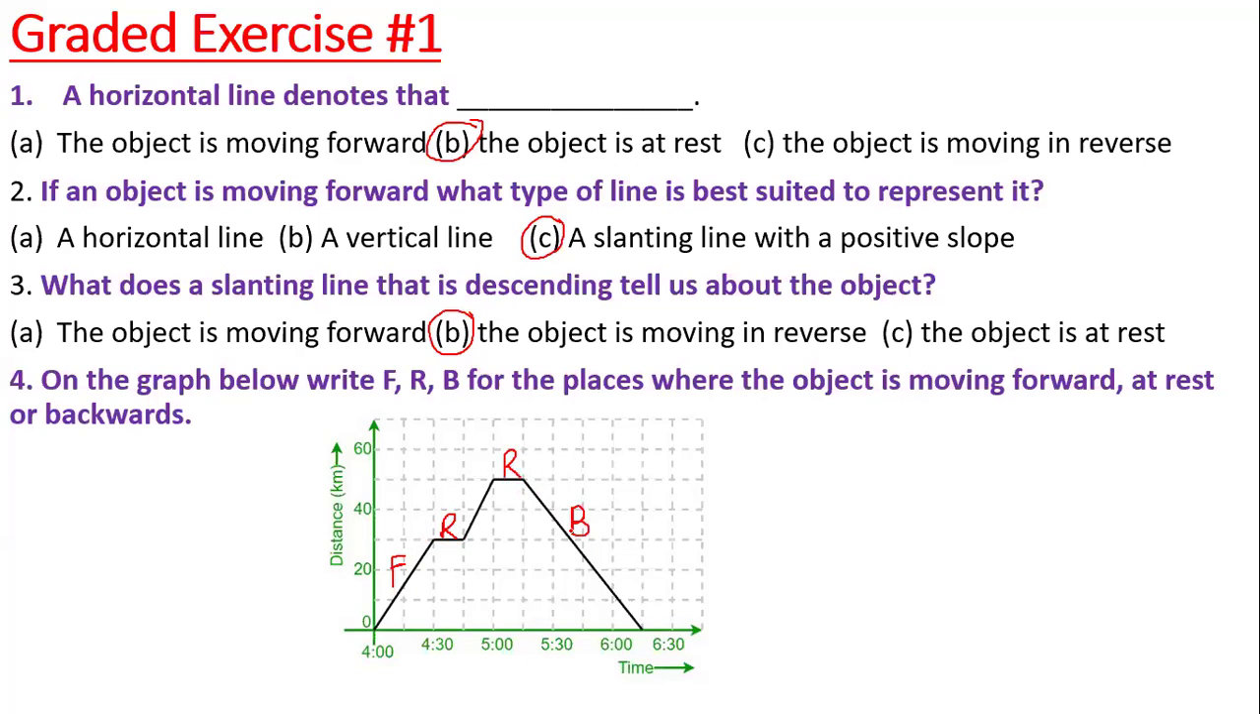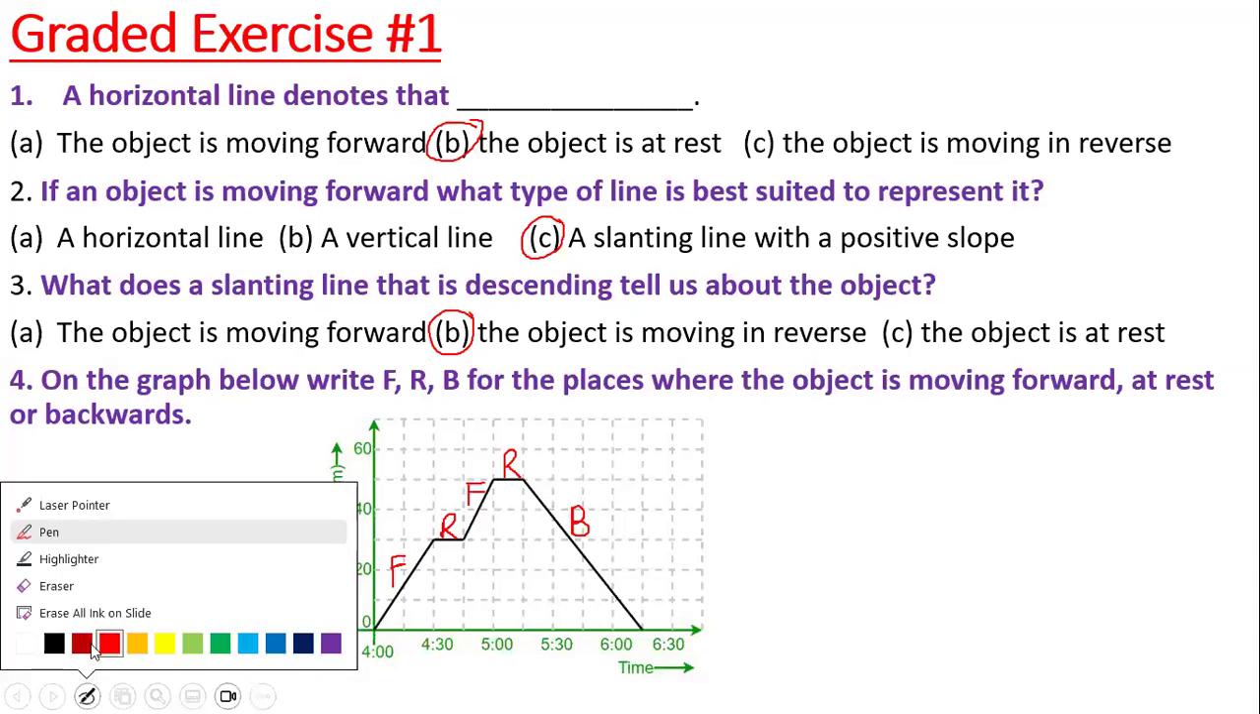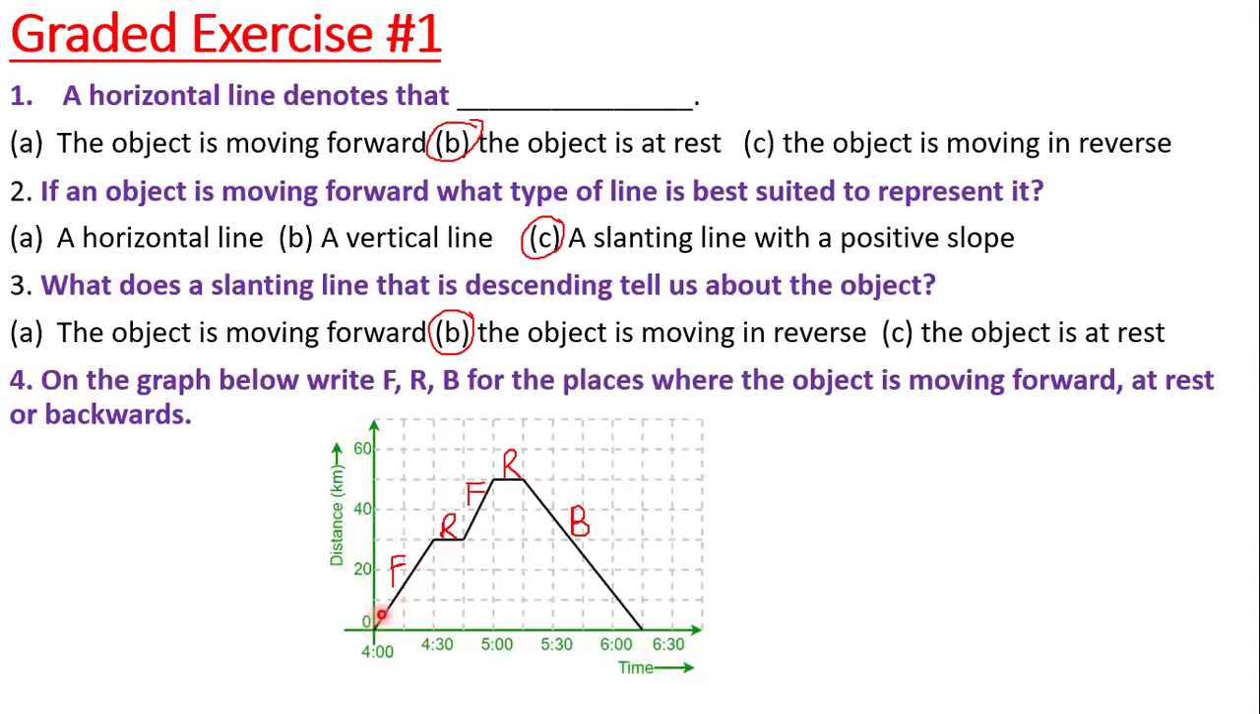Am I missing anything? I'm also missing an F right there. F right there. So what's happening? The object is moving forward, rest, forward, rest, backwards. That makes sense to y'all? I only missed the last R, the other part, not the one on top. Yeah, I missed that one.